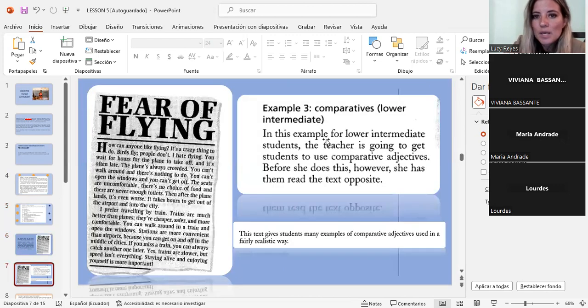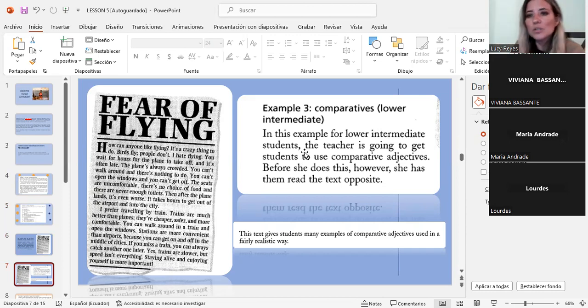Example 3. Comparative, lower intermediate. In this example, for lower intermediate students, the teacher is going to get the students to use comparative adjectives. Before she does this, however, she has them read the text opposite.